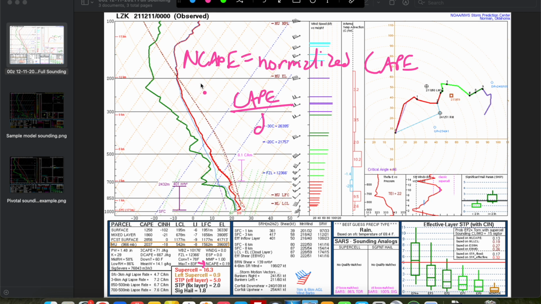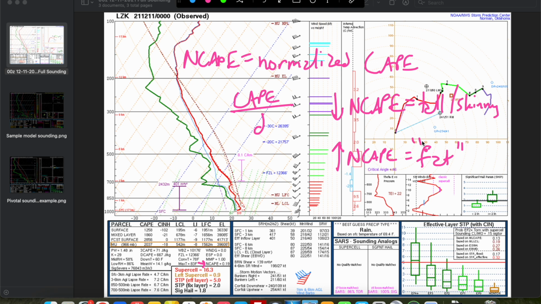So this basically gives us a value that addresses the organization or construction of the CAPE within the atmosphere. Lower NCAPE values tend to mean a more tall and skinny CAPE profile, whereas higher NCAPE values tend to mean a more fat CAPE profile. So we've talked about this before. When you have a tall, skinny CAPE profile, your updrafts are not super robust. You do have a lot of CAPE, but it may be tall and skinny, in a skinny sort of layer up in the atmosphere.